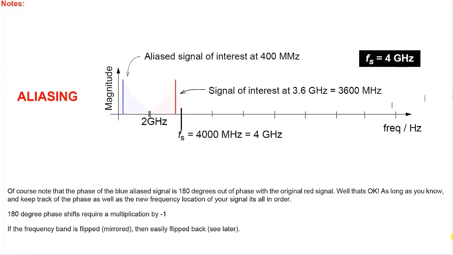And if we look at this simple diagram, there's the alias feature happening. So the 3.6 gigahertz has aliased down to 400 when we sample at 4 gigahertz. So that's a problem. But of course, as we briefly mentioned in the previous presentation, and again in this one, it's actually going to be a feature for us.